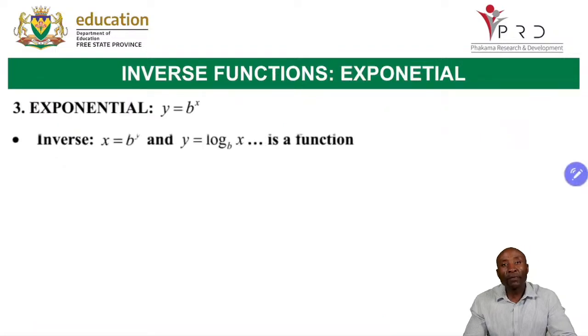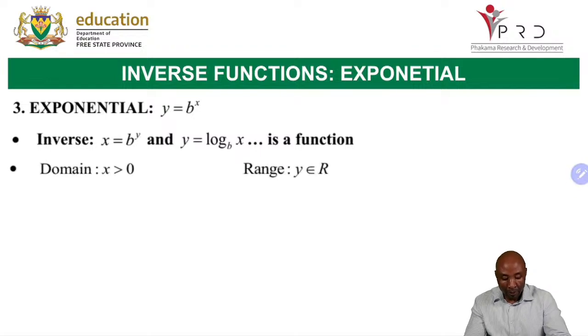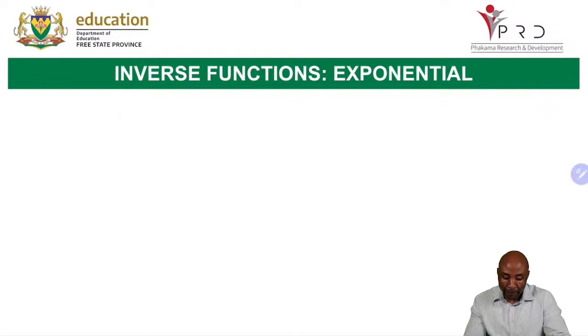Now, the exponential function, we are having y equals b exponent x. So the inverse is given by x equals b exponent y, and y equals the log of x to base b. It is a function, so the inverse is a function as well. Now, the domain, it's x greater than 0, the range, it's y an element of real numbers.